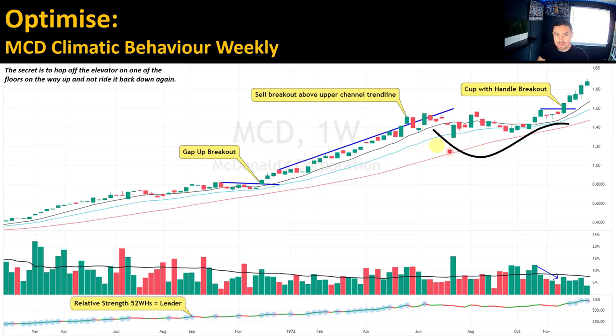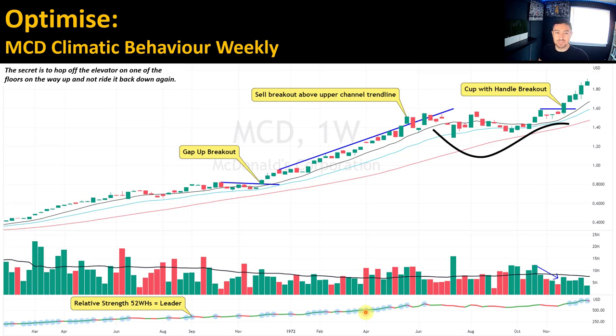And then the stock rebases, so it kind of gets a little bit carried away, a little bit ahead of itself. But McDonald's here is a ridiculously strong stock. Look at the RS line, just 52-week high after 52-week high, week after week after week. So sometimes it's really difficult to bring yourself to actually sell a stock that's performing so well for you. But remember, it's not going to go on forever.